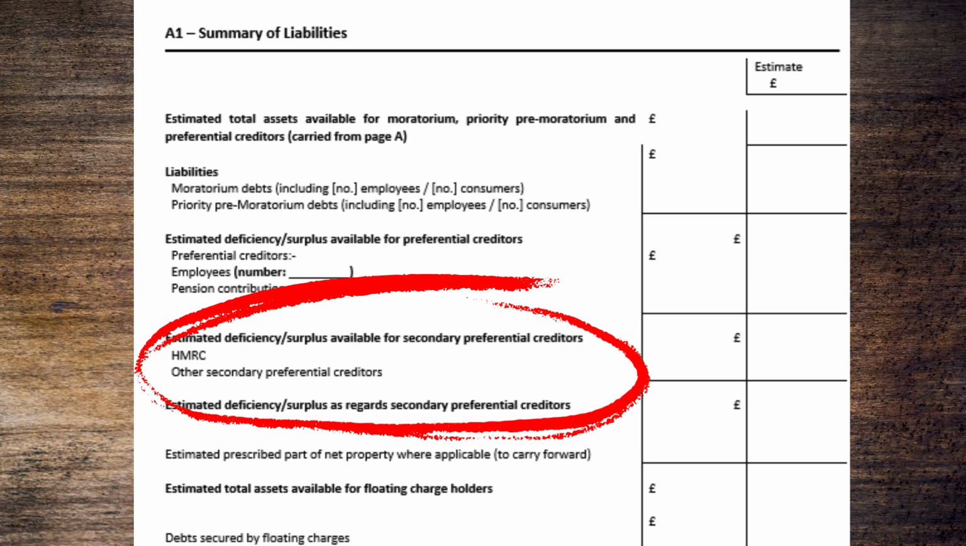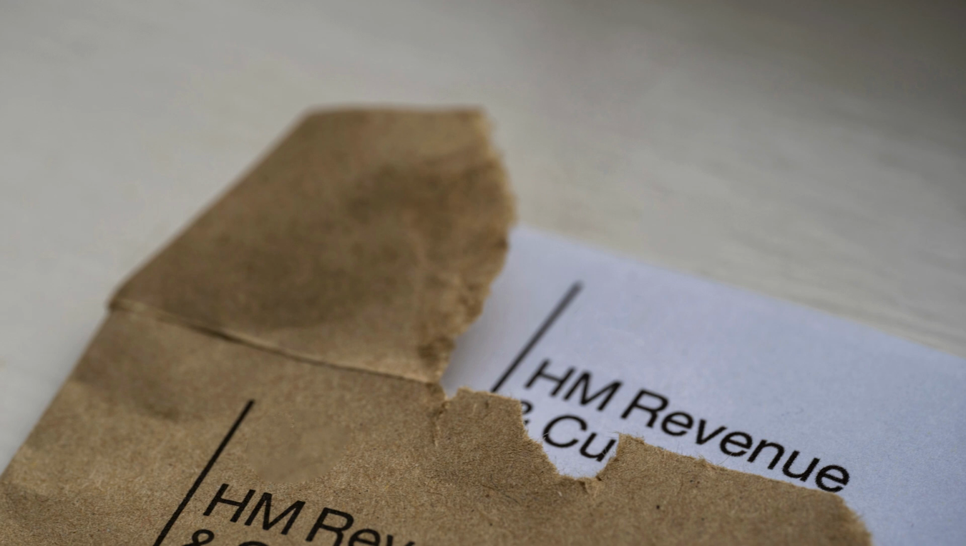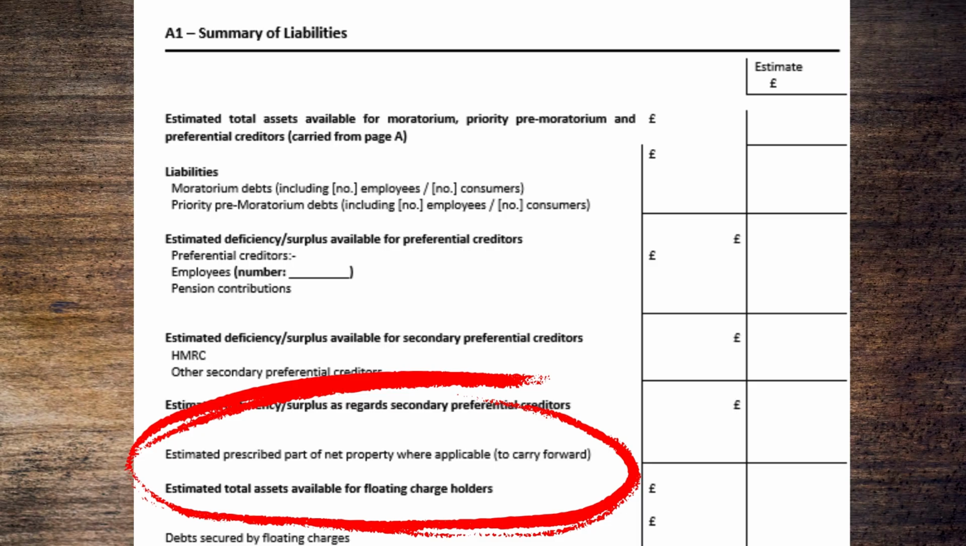HMRC gained preferential status back in 2020. Their secondary preferential debts include VAT, PAYE, NIC, and CIS deductions. And then we've got what's called the prescribed part.